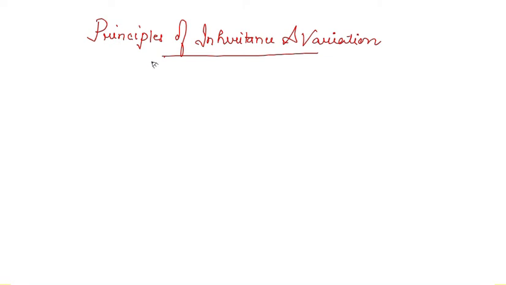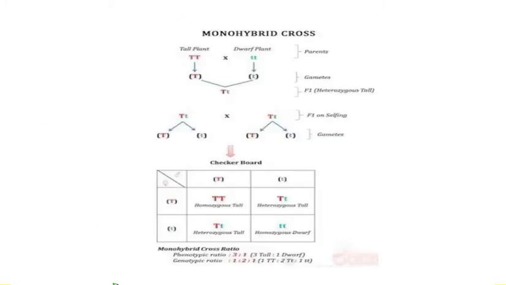Hi children, let us continue our discussion for the principles of inheritance and variation. In the previous videos, we have discussed in detail the monohybrid cross and the dihybrid cross along with the ratios. This is the monohybrid cross where the tall plant and the dwarf plant are taken, and in the F1 generation, the plants are tall and heterozygous tall.